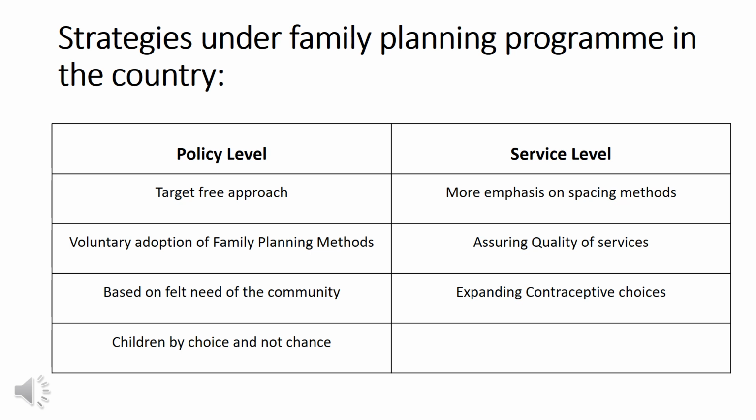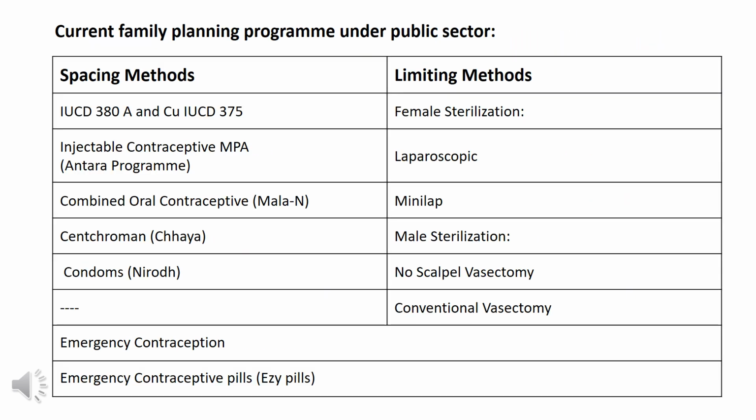Service level includes the following. More emphasis on spacing methods. Assuring quality of services. Expanding contraceptive choices. Current family planning program under public sector. Two main categories or methods: spacing method and limiting method.